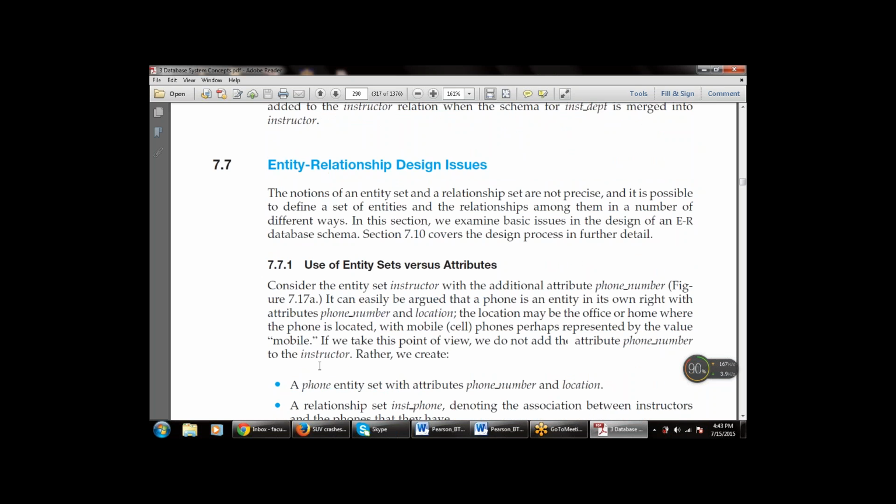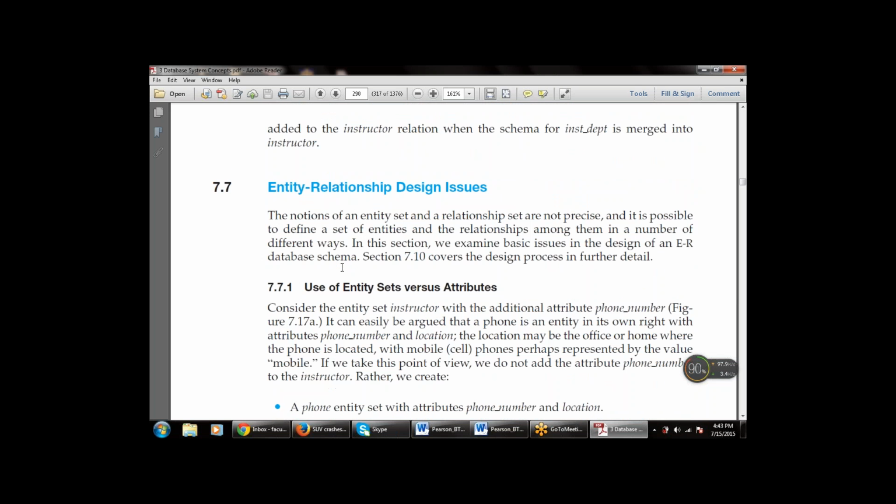Now, the next topic is entity relationship design issues. That is, what are the various design issues that we come across while designing the ER diagram or ER model. So these are the entity relationship design issues.